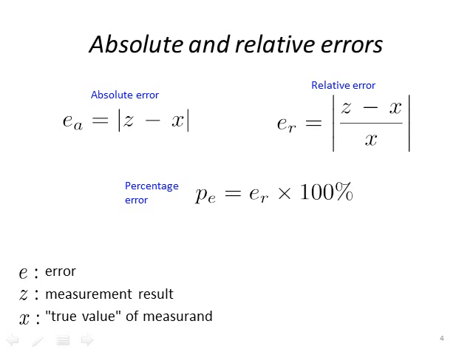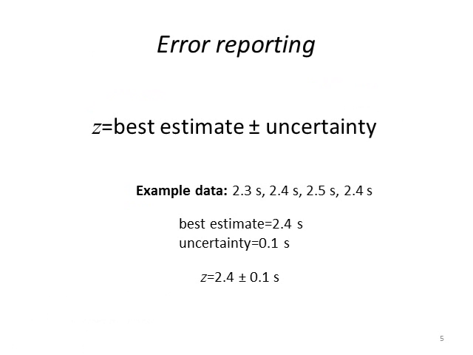And you can see the definitions of E, Z, and X. This is an important definition that you need to remember when you're looking at error. Are you looking at the relative error or the absolute error?